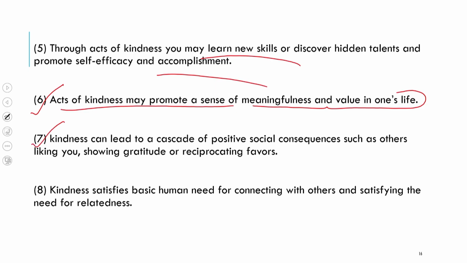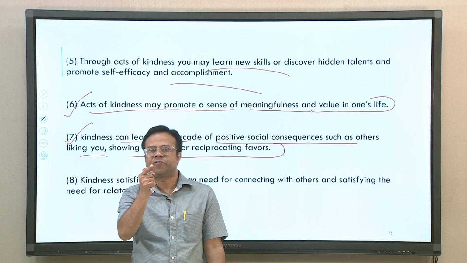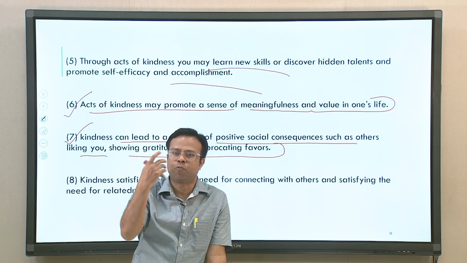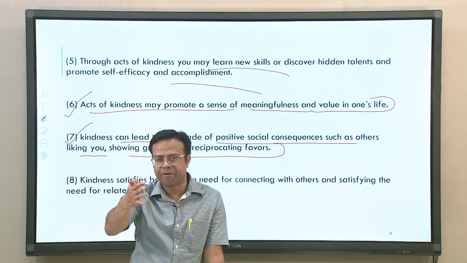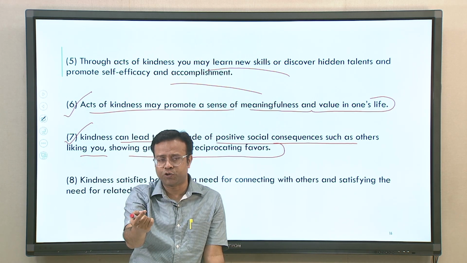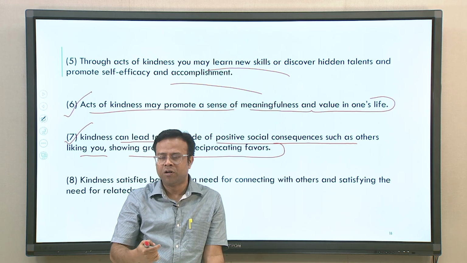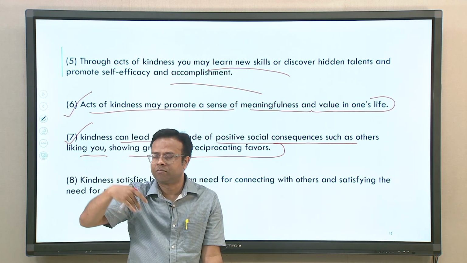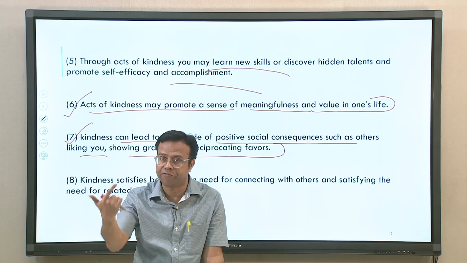The seventh possible mechanism is that kindness can lead to a cascade of positive social consequences, such as others liking you, showing gratitude or reciprocating favors and so on. One positive action can trigger many positive consequences in one's life. You help one person, so he may have a positive attitude towards you. He may also return favors when you are in a situation where you need help. So, one action can trigger so many positive actions which may have long term positive consequences.